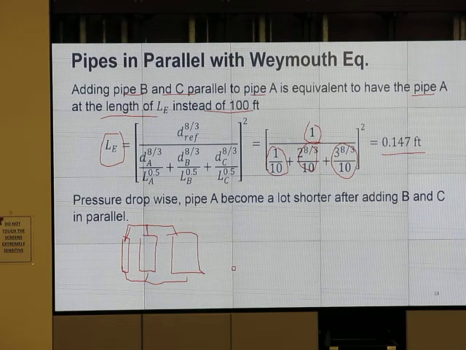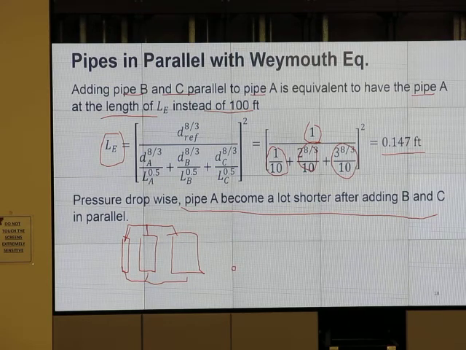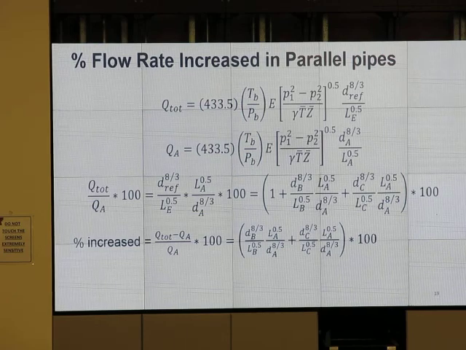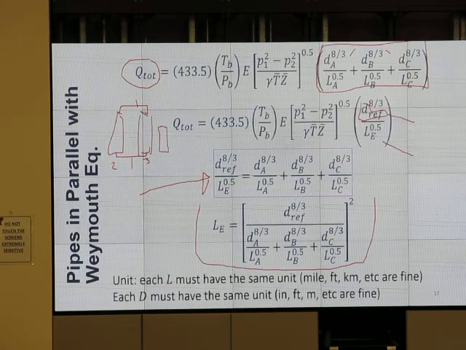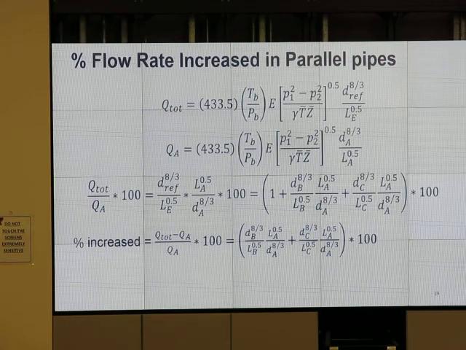Pressure drop wise, pipe A becomes a lot shorter after adding pipe B and pipe C in parallel. Question? No question. Very good. Okay, let's not skip this because we skipped the series one already. Percent flow rate increase in parallel pipe.